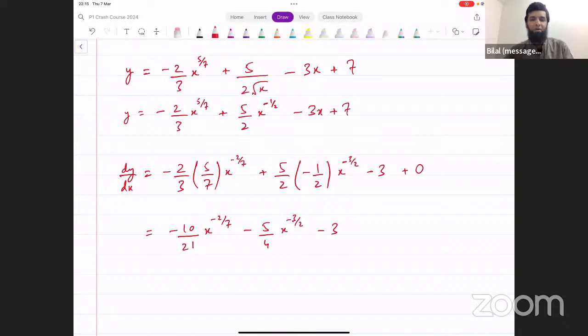So if you have multiple terms like this, we just find the derivative of each term separately like this. Is that okay? Any questions, any problems? Let me know. We're just going to end with this if there are no problems.